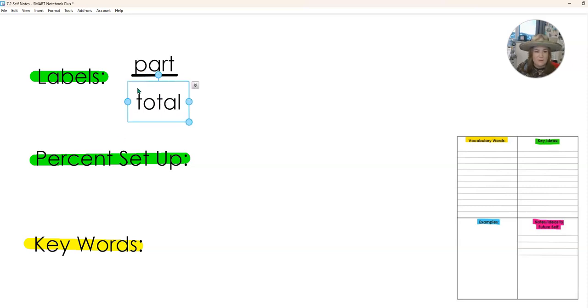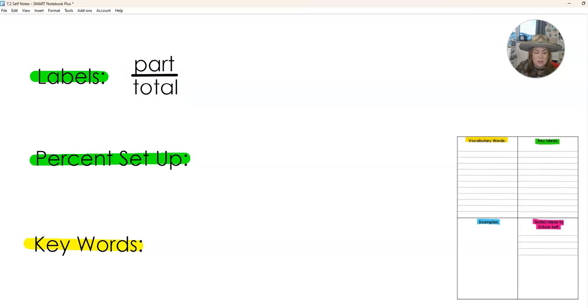So now that we know percents are out of 100, we need to talk about some of the labels and keywords we'll want to look for as we are setting up percent problems. So the labels we want to use every single time are going to be part, and that is going to be over the total. Every time we'll have part and then total.